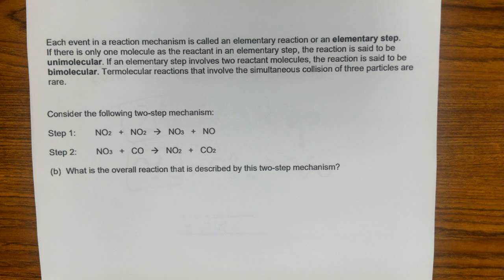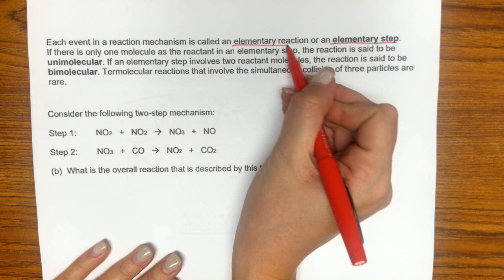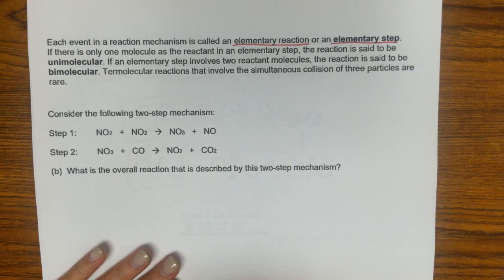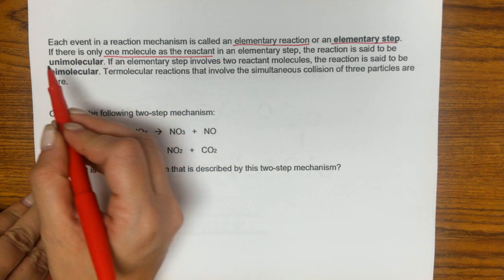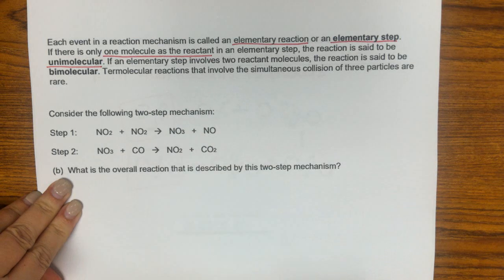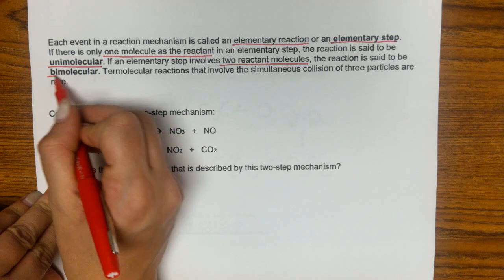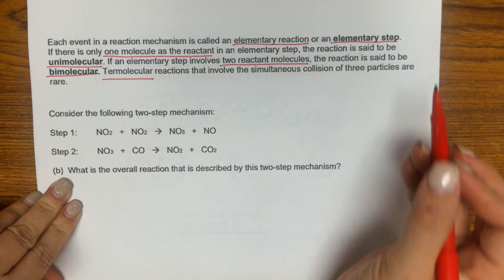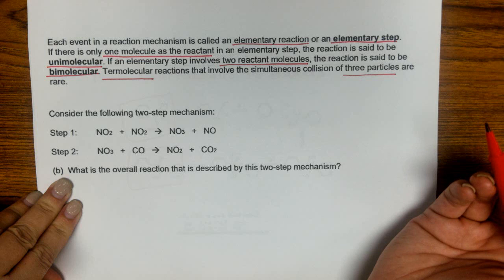And so in a reaction mechanism, each step is called an elementary step or an elementary reaction. If the elementary step only has one molecule as a reactant, it is known as unimolecular. If that step has 2 reactants as molecules, it is bimolecular. Termolecular reactions are not very common, but that would be if you had 3 molecules or 3 particles as your reactant.